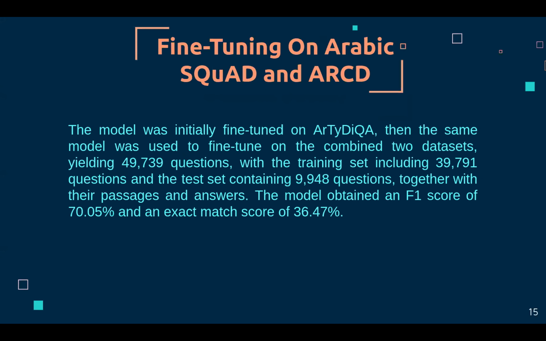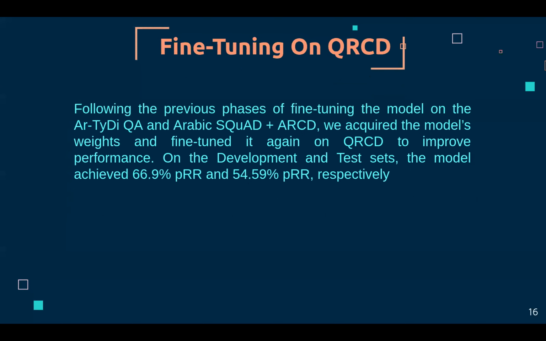We go to the fine-tuning process on SQuAD and ARCD. We concatenated these two datasets, and then we fine-tuned the initial model, which was fine-tuned on the first dataset, ARA-TyDiQA. The same model was fine-tuned also on these combined datasets, yielding 49.7 thousand questions, with a training set including 39,000. Here the AraELECTRA model obtained an F1 score of 70.5 and an exact match score of 36.4.